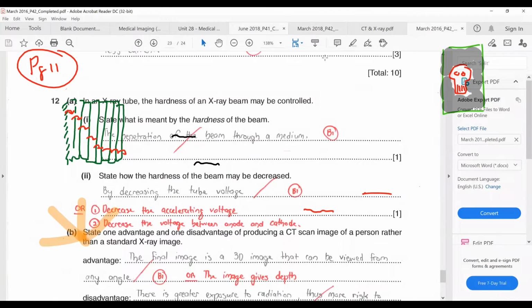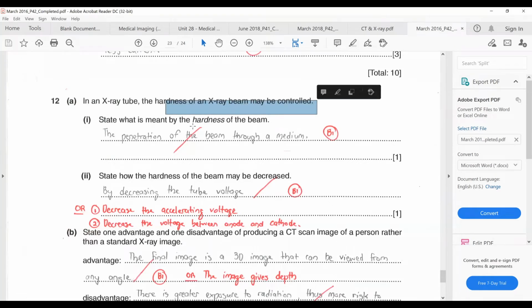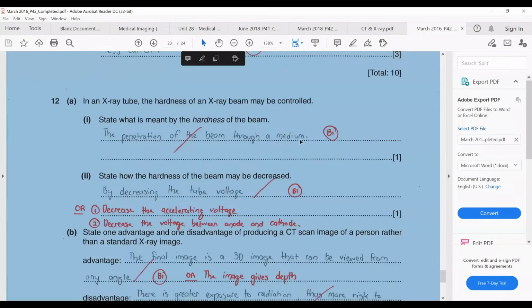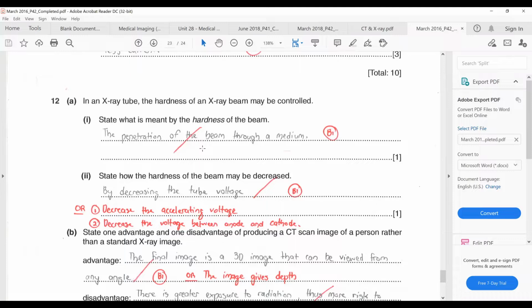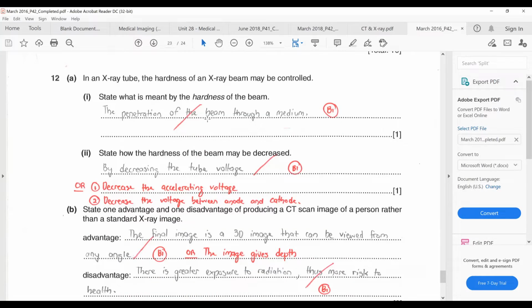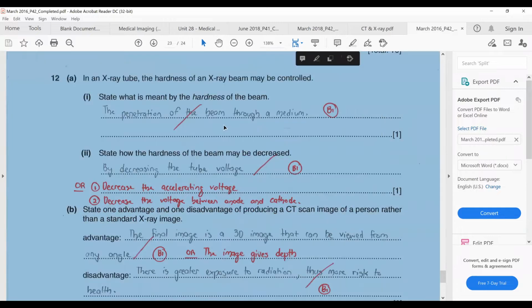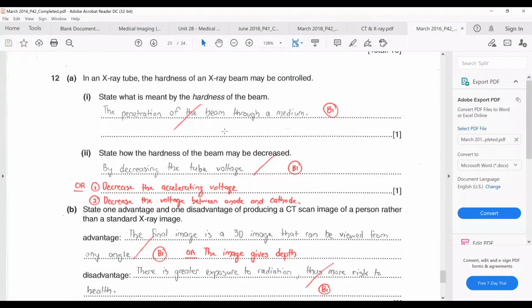Okay, in the X-ray tube, the hardness of X-ray beam may be controlled. What is meant by hardness of the beam is the penetration power of the beam through a medium. This one we just did something like that. That one was actually worth two marks. Okay, this is now just worth 1 mark, so you don't really need to explain as much. Then after that, state how the hardness of the X-ray beam may be decreased. You just decrease the tube voltage. You just decrease the voltage between the anode and the cathode. This one is understood already.